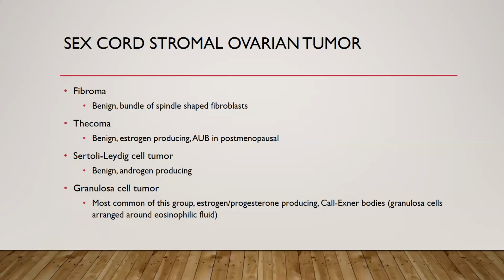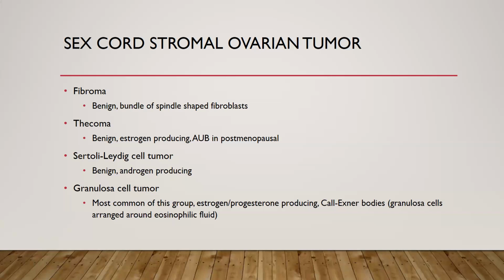You have a fibroma. This is essentially a growth of fibroblasts. These are benign. A thecoma, this is also benign. It's estrogen producing. You'll see this more commonly in postmenopausal females associated with abnormal uterine bleeding. A Sertoli-Leydig tumor, this is benign and androgen producing.